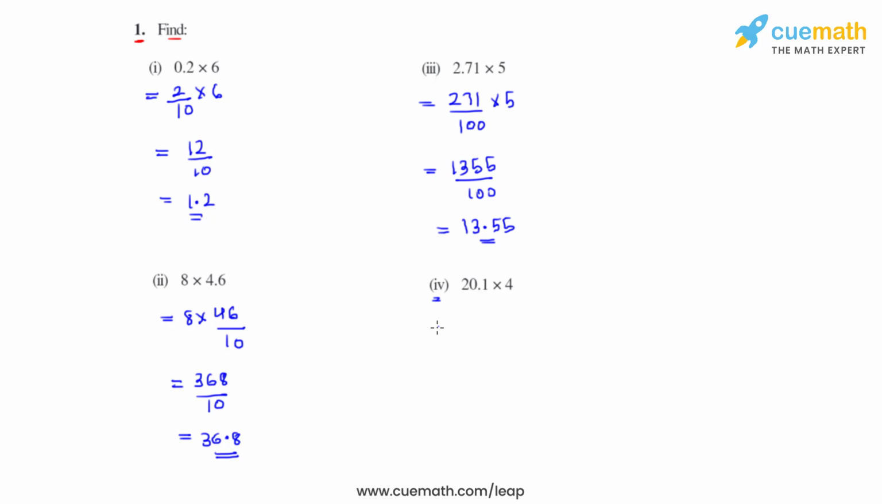Coming to the fourth bit, we have 20.1, which can be written as 201 divided by 10 and times it with 4. We get the product for these two as 804 divided by 10. So our final answer comes as 80.4. Now we'll be going on to the next set of bits.